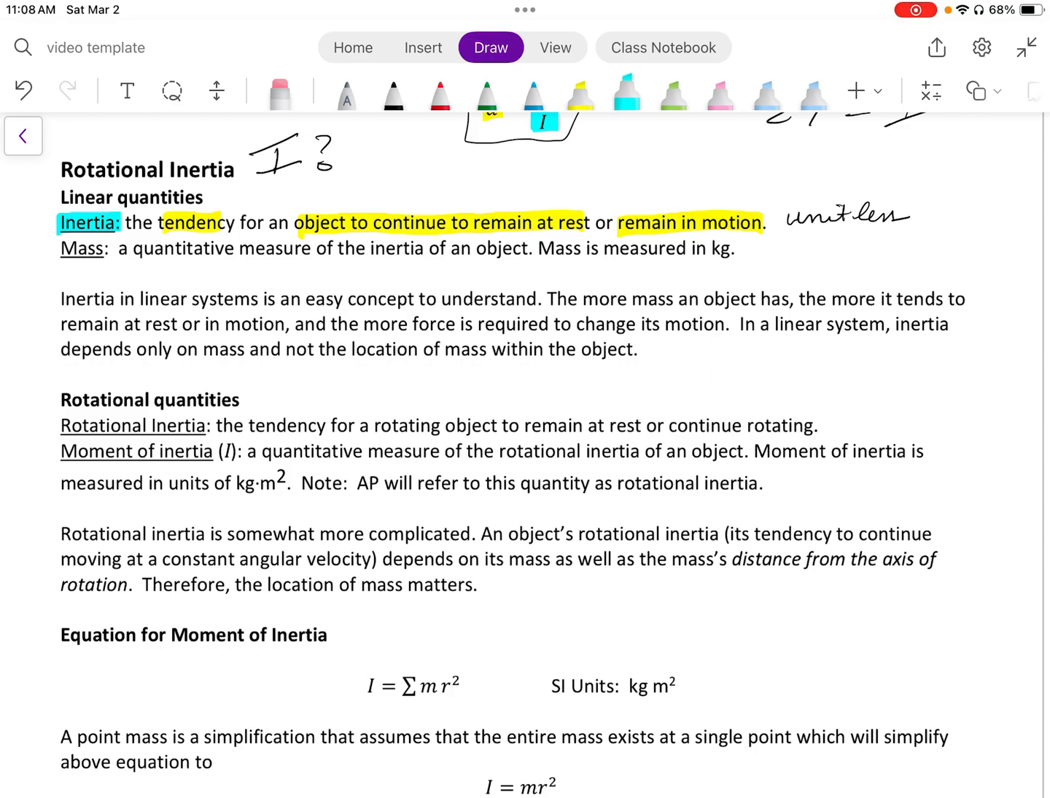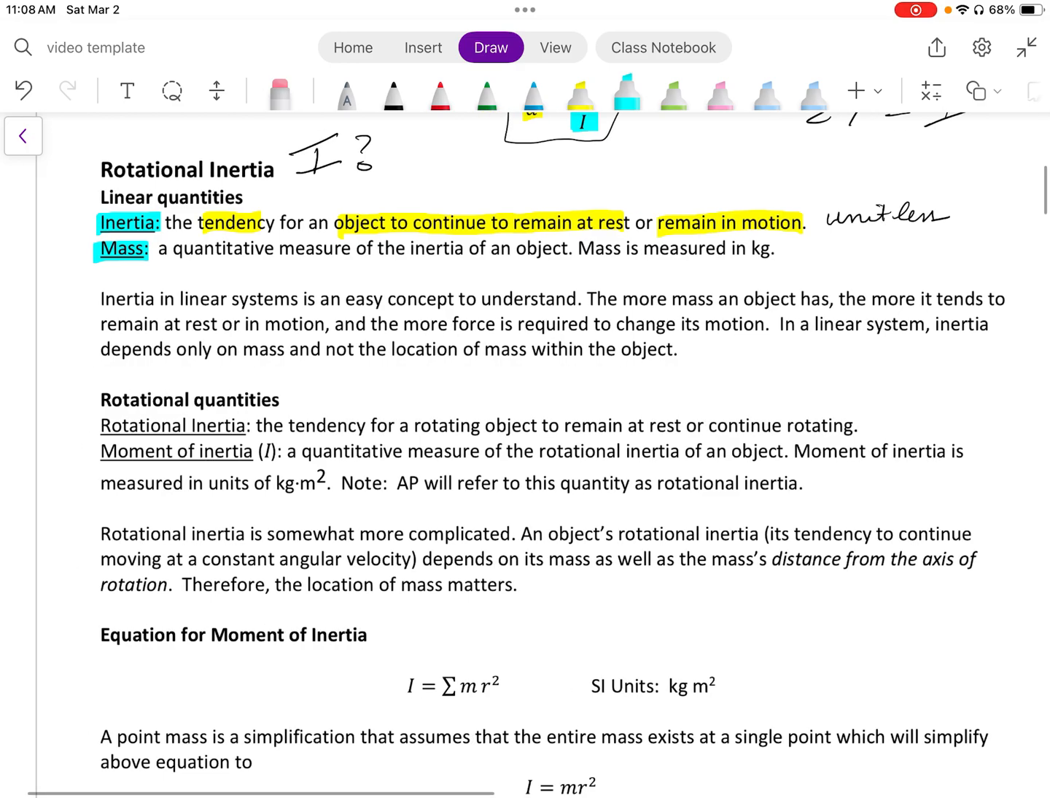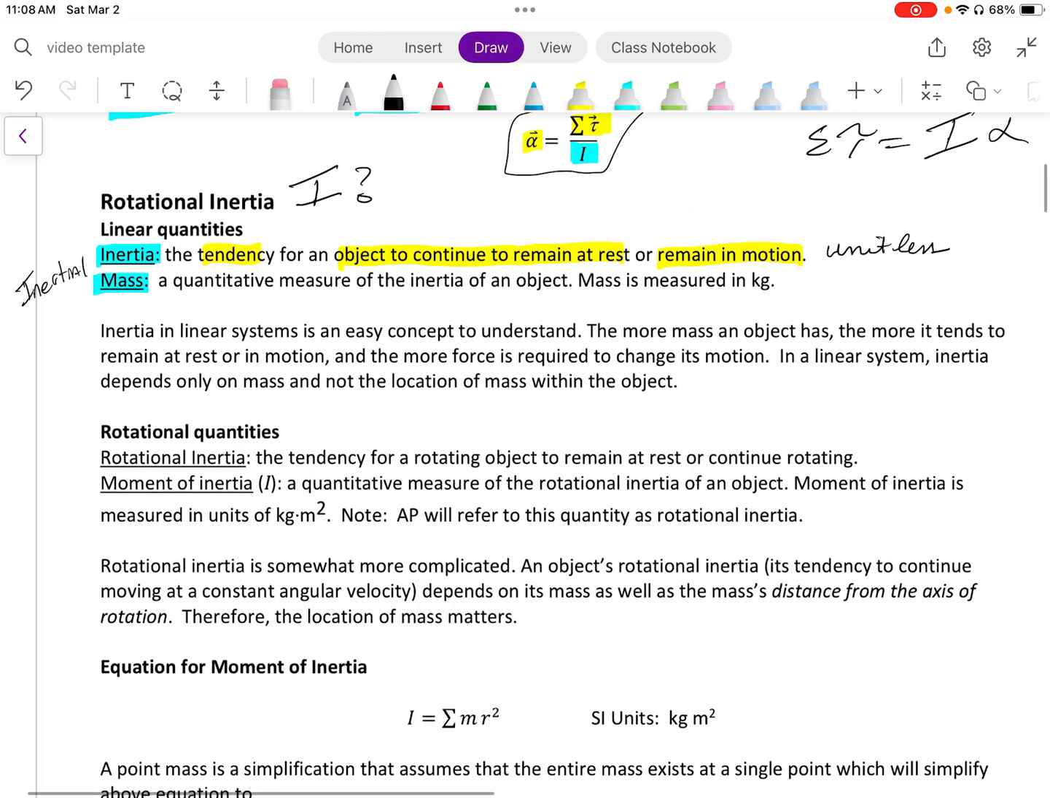And then we have mass, which I will call inertial mass. It is the actual quantitative measure of the inertia of the object. So inertia is a unitless item, and mass is the quantitative measurement of the inertia of an object. Mass is measured in kilograms, and that should make sense to you.